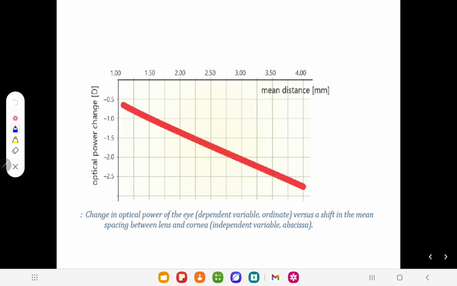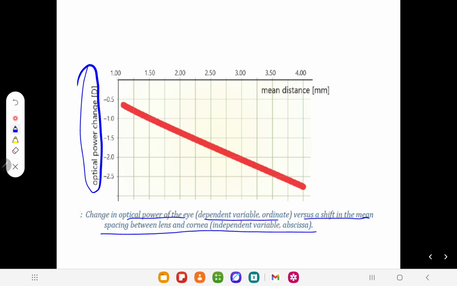So as the optical power changes, the change in optical power is the dependent variable. The variable shift means the spacing between the lens and the external lens. If the anterior chamber depth increases, what happens? Let me show you.